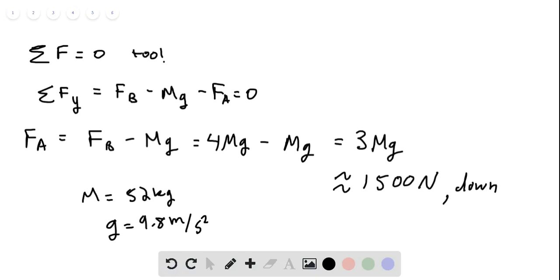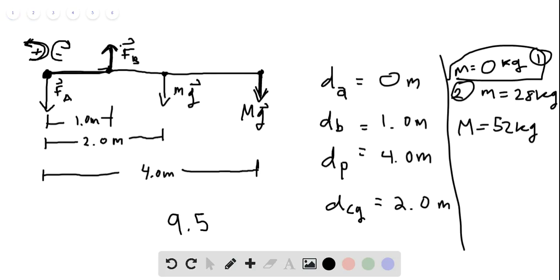And we do the same thing. It's in equilibrium, so we're allowed to say the sum of the forces is equal to 0. And then we just move FA to the other side and calculate. You should get 1500 newtons downward. And we know this because at our pivot point, we know that the force is going to act downwards.